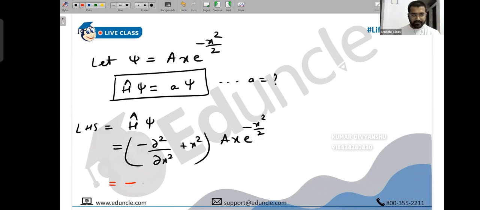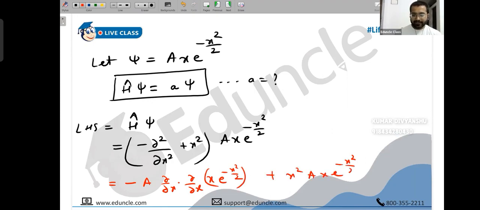So let's start with the first derivative. Minus d by dx of d by dx of x e raised to minus x squared by 2. I will just throw A outside immediately. I'm sorry, I'm throwing A outside. d squared upon dx squared is d by dx of d by dx, so it's better. Then I have x e raised to minus x squared by 2, plus x squared into A x e raised to minus x squared by 2.